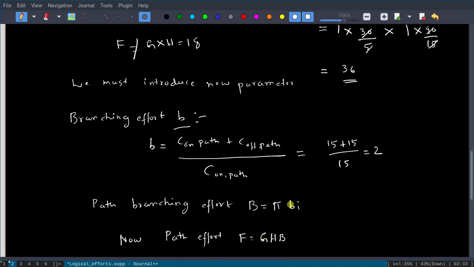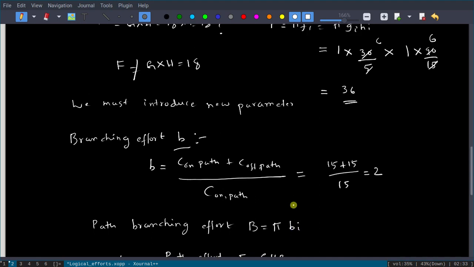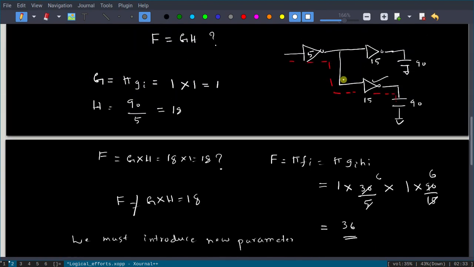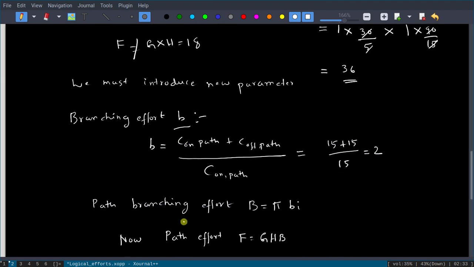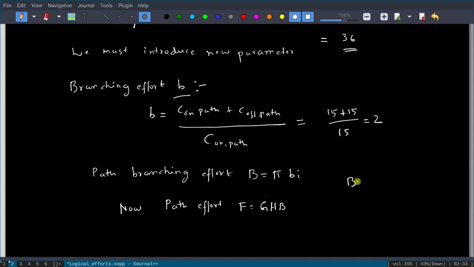Let us see whether it is true for the above problem. In the above problem we found B is 2. How many branches have we found? We have found a branch only at this node, 2 branches, and at all other nodes in the complete path we have no branching. So we have only one small b for this. If here also you have 2 branches, we have to calculate that separately, call it b2, and the final path branching effort will be b1 into b2. But in this case, branching is there only at this node, so you have only b. So for the above problem, the capital B is the product of the b's, and we have it only for the first node, so that is nothing but 2. We have nothing to multiply with this, okay, only 2.